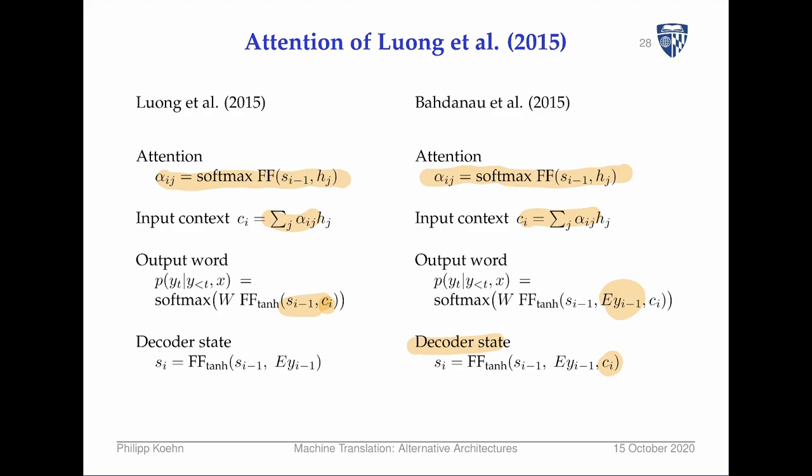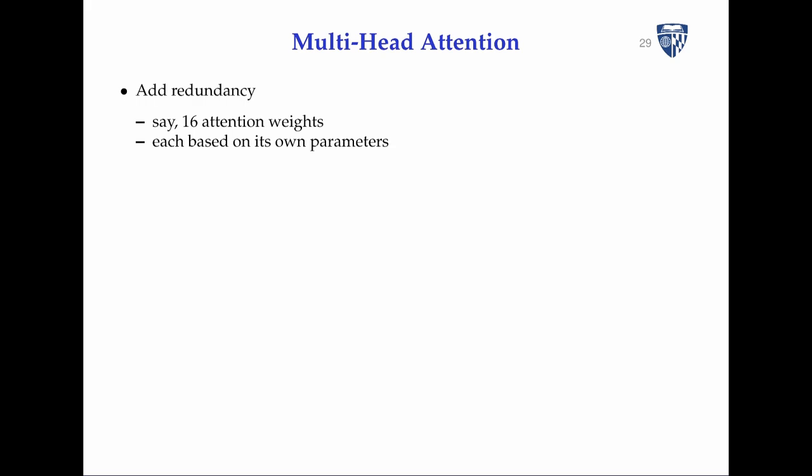So, let's have a new idea in attention. And the new idea here is now multi-head attention. So, it's a nice evocative phrase. Attention, you're facing your head and looking at something. Let's say if you have multiple heads, then you can look at multiple things. So, this adds some redundancy. Instead of having one attention weight, you might have 16 different attention weights, and each is based on its own parameters. So one part of attention can pay attention to one part of the sentence, another part of attention can pay attention to another part of the sentence.